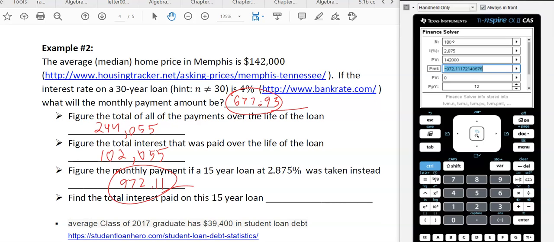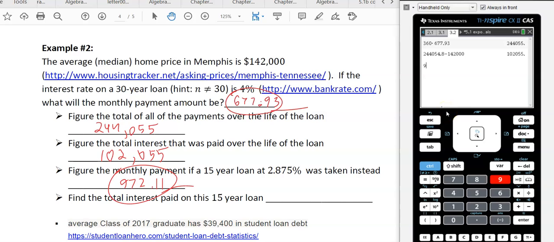Find the total interest paid over the 15 years. I think this should be a lower number. So let's see. So 972.11, and I think there were 180 payments in a 15-year loan. 174,000. That's not as bad. 174,980. That to me was, I could stomach that figure. I hate having to pay money, I hate to pay money to anyone really, but that's helpful there.